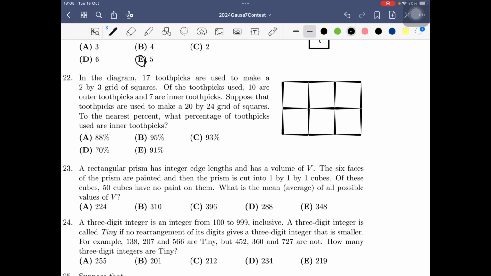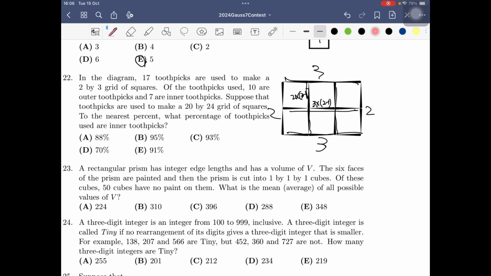Number 22. So now this is a 2 by 3 grid of squares, and it uses 17 to speak, like 3 and 3, 2 and 2 for the outer side. Okay, and inner side 2 times 2, 3 times 1. So let's write it down. So this is 2 times 2, which is 3 minus 1. And this is 3 times 1, which is 2 minus 1.